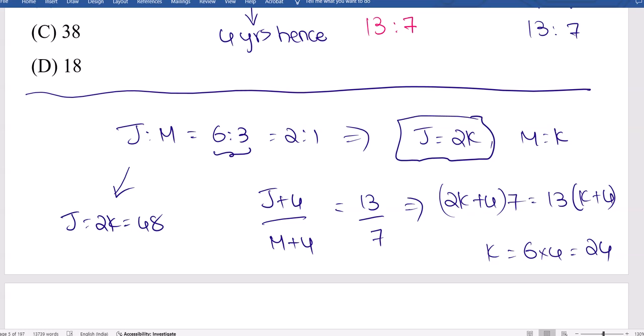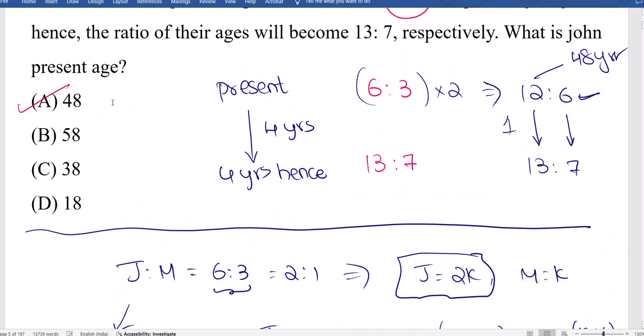There are three methods. One is option verification. It depends on the options. I'm telling you both cases. Sometimes they give 48 years and 24 years like that. Then do option verification. Don't waste your time. Sir, I save time in reasoning, is it going to help you in other sections?